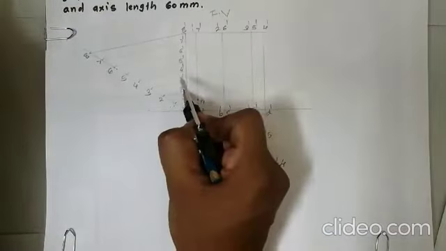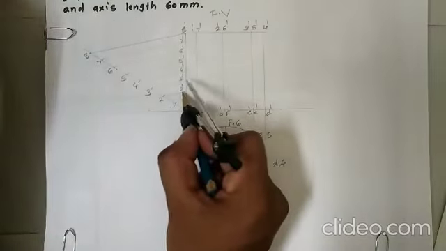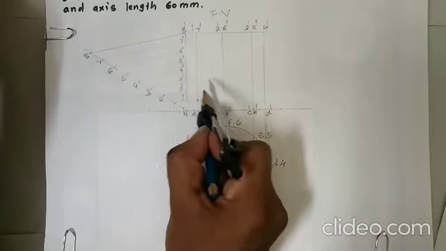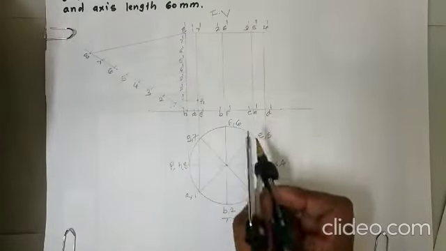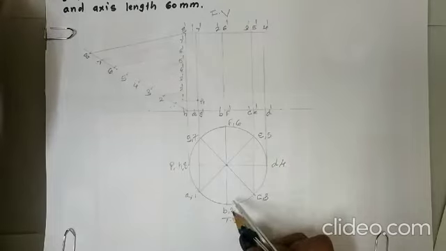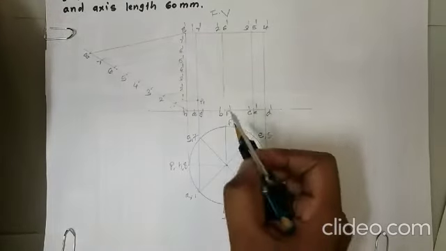Now focus on the 2 dash line. We need to extend this 2 dash line till here, because where is point number 2? It is over here, on the 2 6 line.